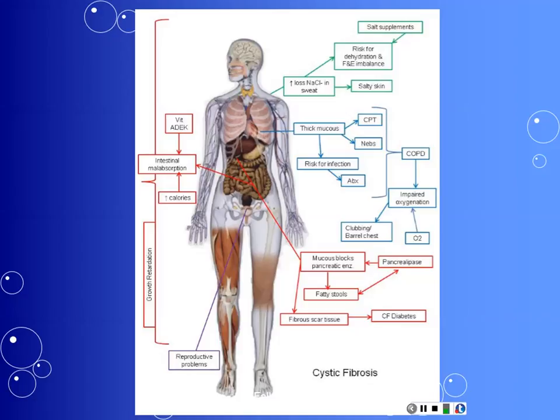Because of the malabsorption, it's fatty stools. They're not absorbing the fat-soluble vitamins. They will need to take the vitamins. That's why they take their pancreatic enzymes to help break down and absorb.